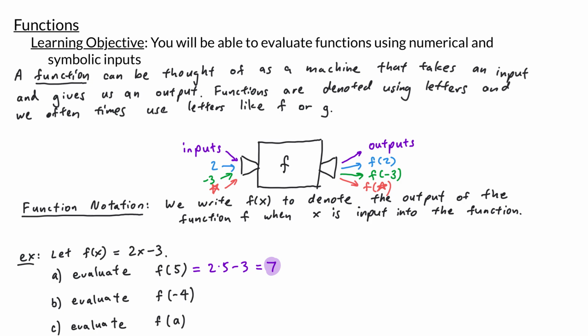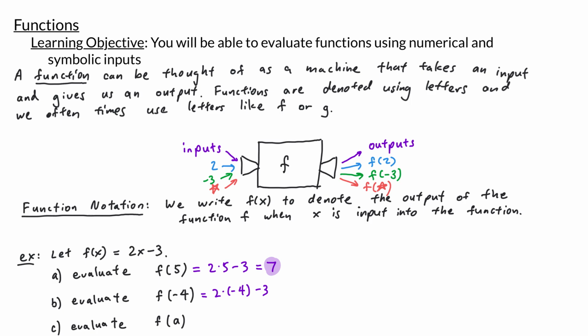In our next example, we want to evaluate f of -4, meaning we want to find the output of my function when I input -4. Again, from the definition of the function, we know that when we input x, the output is 2x minus 3. So doesn't it make sense that if we input -4, the output would be 2 times -4 minus 3. Once again, we're basically using this formula 2x minus 3, but instead of having the x here, we replace it with our new input.